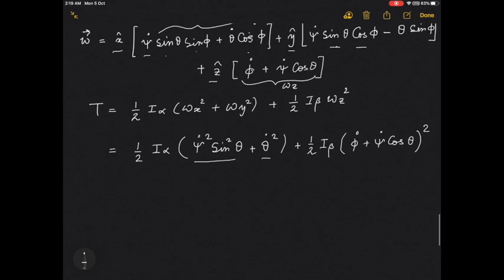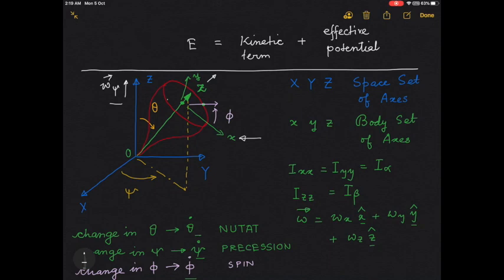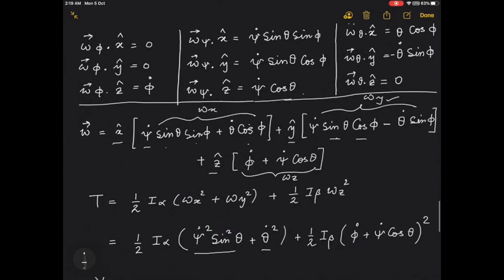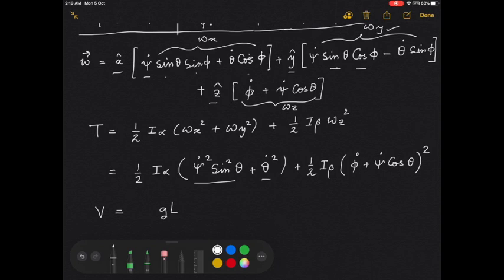Now that is the kinetic energy. What is the potential energy? Well, it's easy to set up the potential energy here, because the potential energy is just because of gravity. And if I consider the distance to the center of mass to be L, which is this distance, and the mass of this object is M, then the potential energy is simply M g L. I had written a small m, so let me change this to capital M. Cos theta.